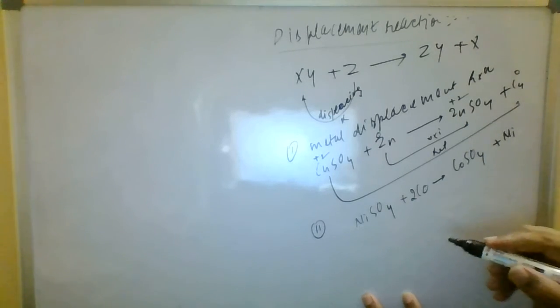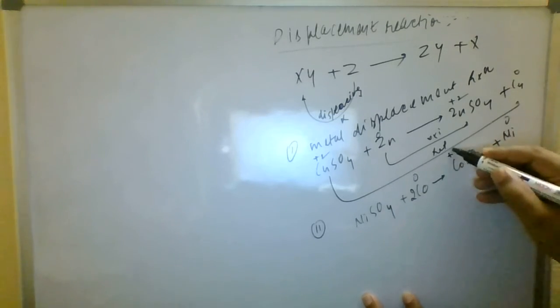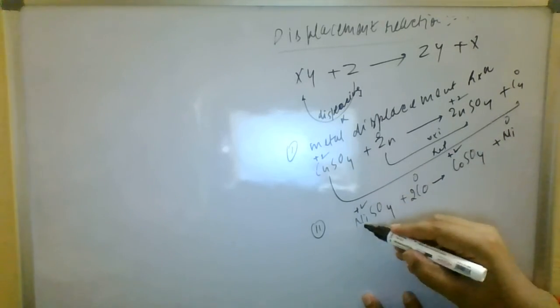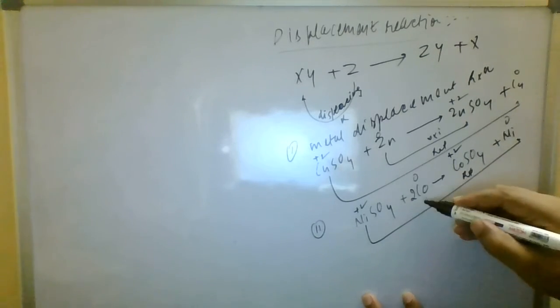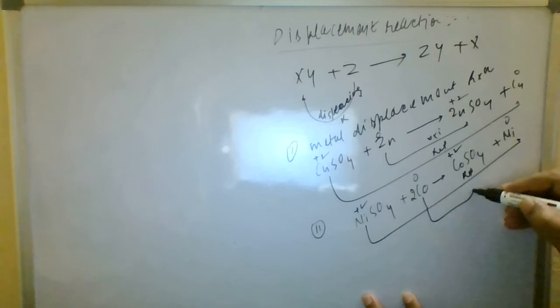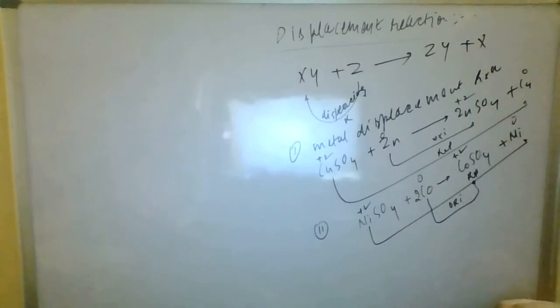Now you see the change in oxidation number. Here is 0, here is 0, here is plus 2, here is plus 2. So nickel to nickel, plus 2 to 0, this is reduction. And here, 0 to plus 2, this is oxidation. Both are taking place. So it is an example of a metal displacement reaction.